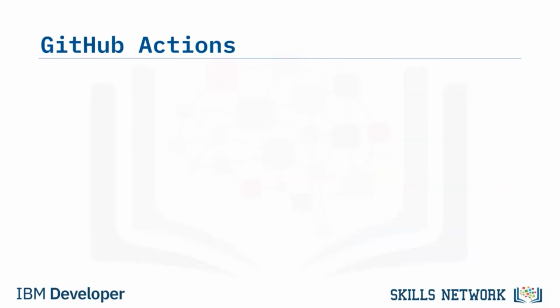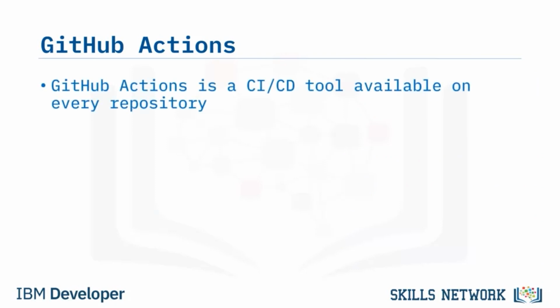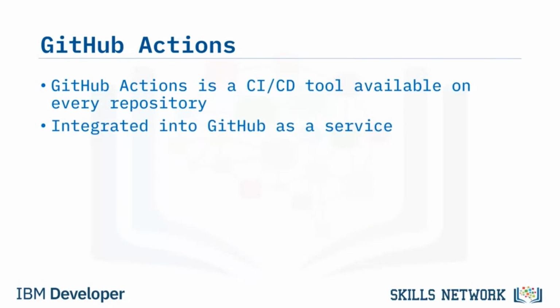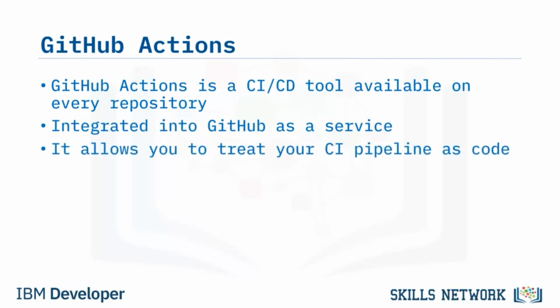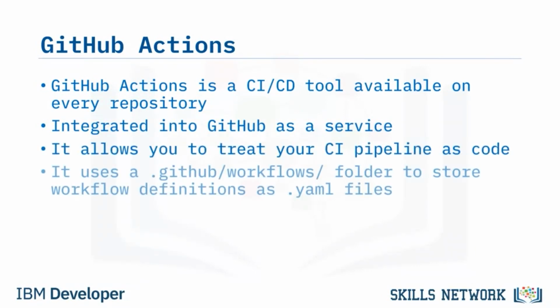There is one more tool we didn't mention in this overview, and that's GitHub Actions. GitHub Actions is a CI/CD tool that is available in every GitHub repository. It is integrated into GitHub as a service. It allows you to fully treat your CI pipeline as code and is controlled by YAML files. GitHub Actions will be covered in more depth in subsequent videos, and it will be the tool that you use in this course.